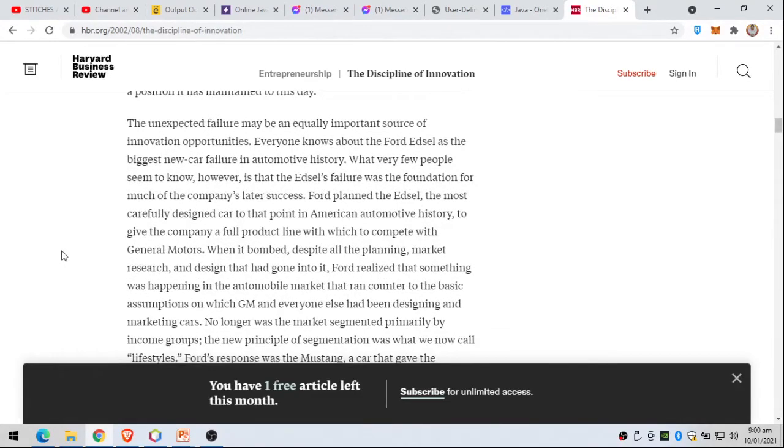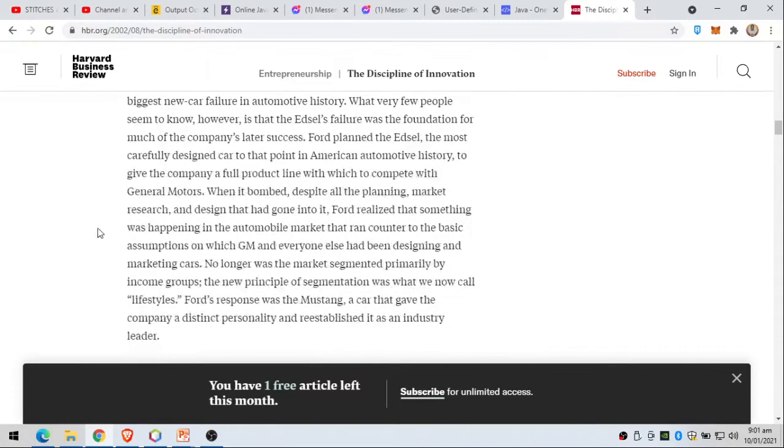The unexpected failure may be an equally important source of innovation opportunities. Everyone knows about the Ford Edsel as the biggest new car failure in automotive history. What very few people seem to know, however, is that the Edsel's failure was the foundation for much of the company's later success. Ford planned the Edsel, the most carefully designed car to that point in American automotive history, to give the company a full product line with which to compete with General Motors.